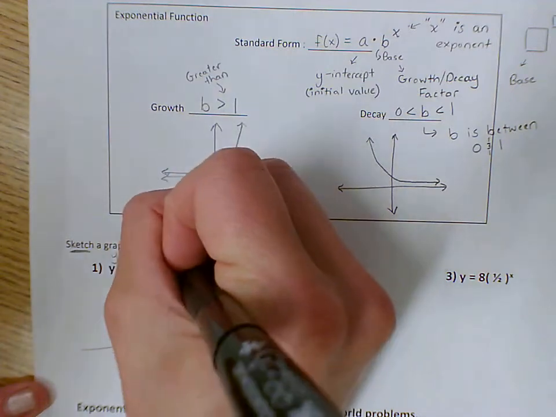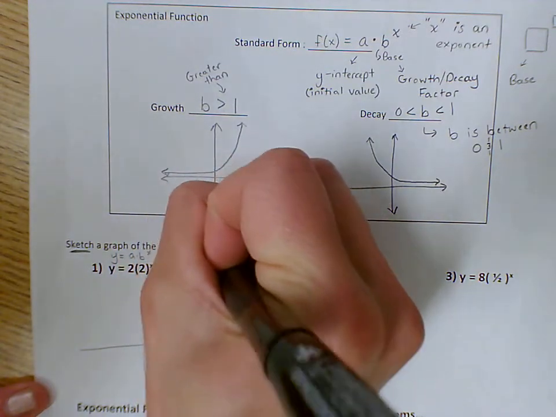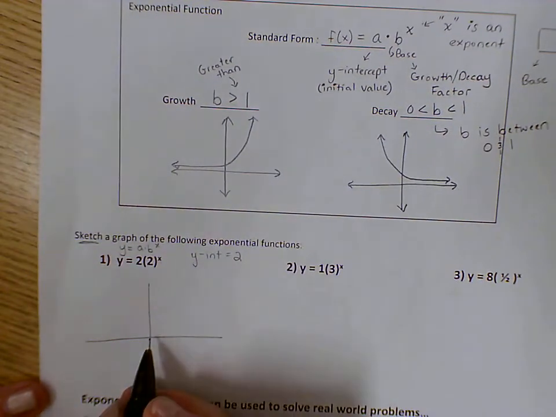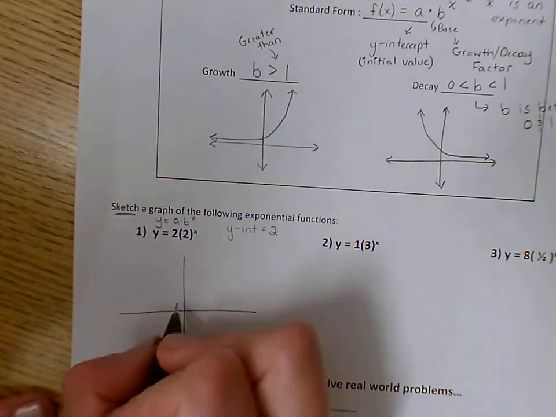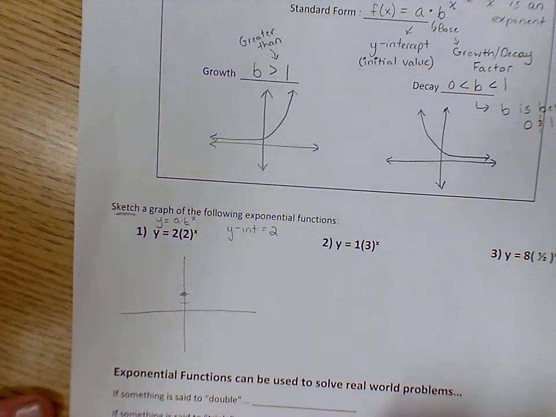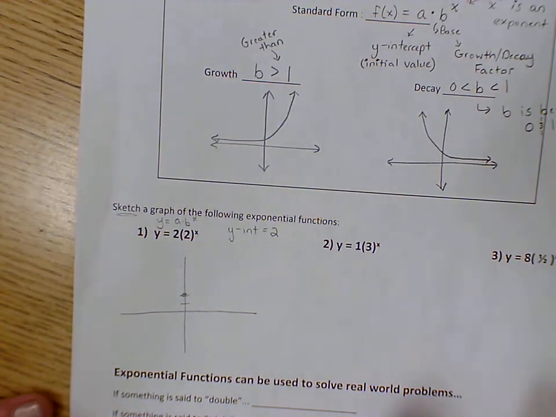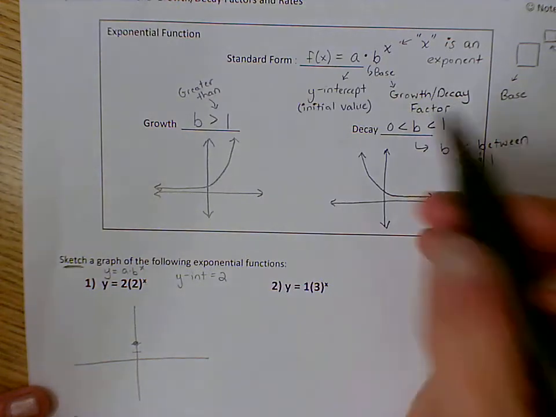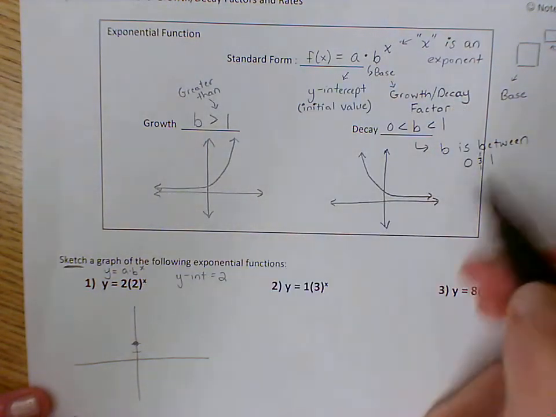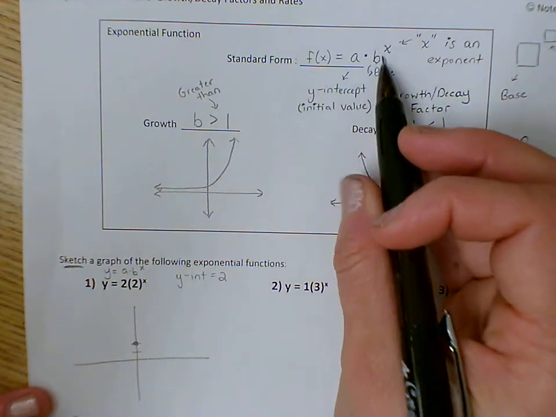So then my y-intercept in this problem would be 2. Remember, that's where it's going to cross the y-axis. So you would go to your y-axis to 2 and put a dot. Then from there you have to figure out, well, what's happening? Is this going to be a growth or a decay? That's where you look at your b.